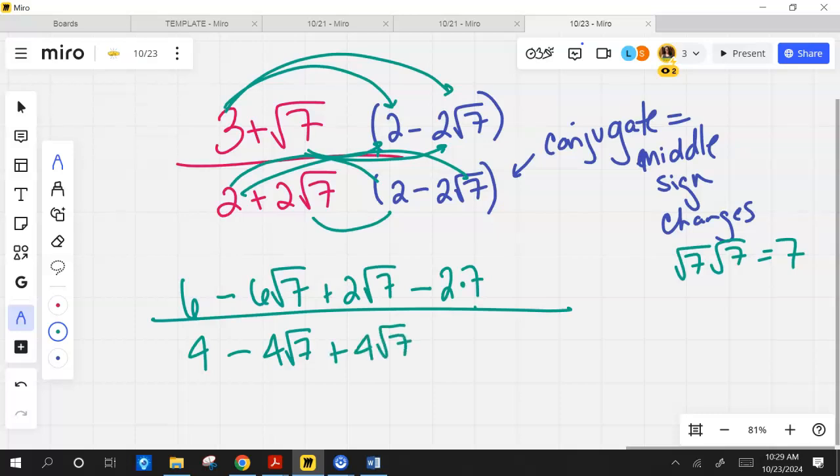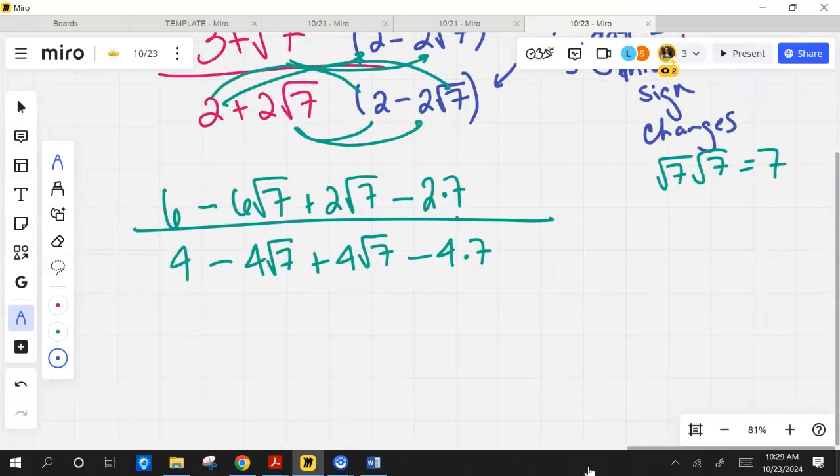Uh-oh, I see something happening here. Minus 4 times 7. All right, so let's see what we have here. These two cancel. This is actually 14. This is actually 28.